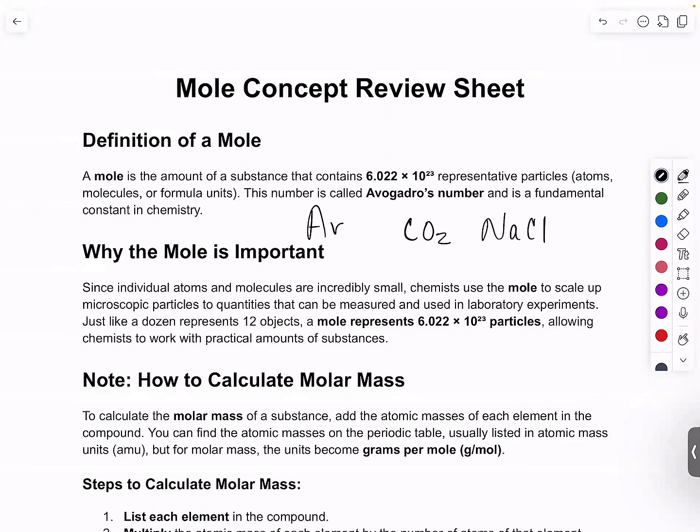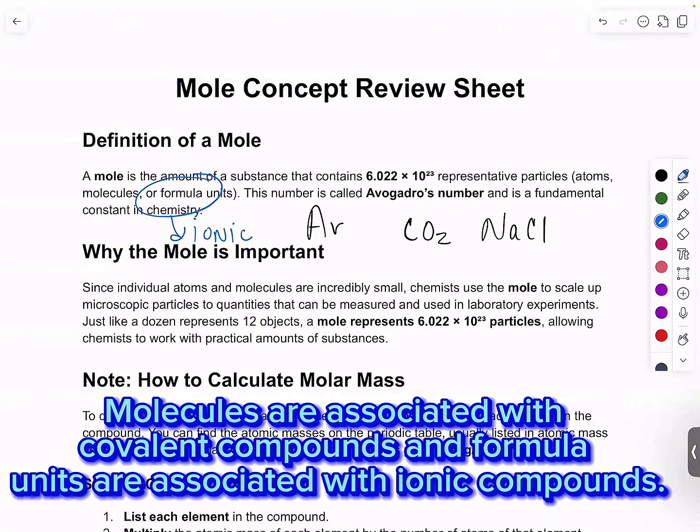We call them representative particles. That's a generic term, but we can also represent that as atoms, molecules, or formula units. Formula units pertain to ionic compounds. So molecules refer to covalent compounds, and formula units refer to ionic compounds.